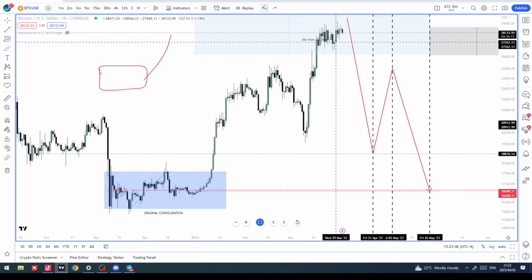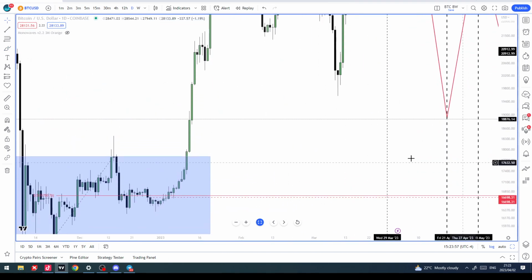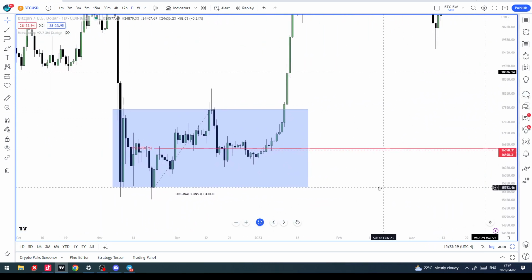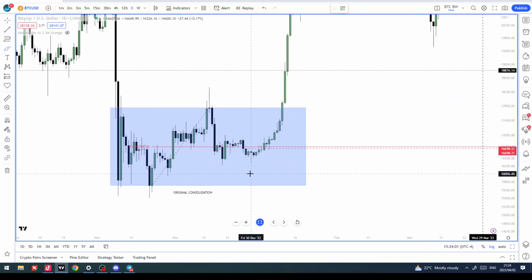Now, consolidation seeks equilibrium, meaning you can see that before price moved away, it would have bounced off the equilibrium of the range. Let's zoom in there. It would have bounced off the equilibrium of the range, or the 50%, you can see it here, and then moved away.